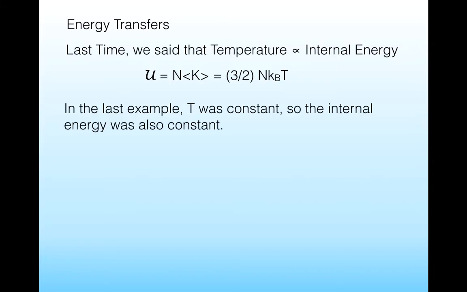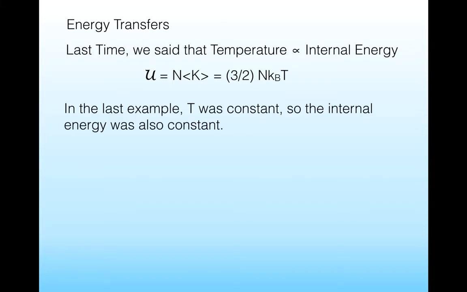Now let's talk a little bit about how energy can be transferred in thermal systems. Last time we said that temperature is proportional to internal energy. We can be explicit about this. We know that the internal energy is equal to the number of particles times the average kinetic energy. And the average kinetic energy was just 3/2 k_B T, which means that the total internal energy is just 3/2 times the number of particles times the Boltzmann constant times the temperature. So we can actually know the internal energy at any state as long as we know the temperature and number of particles of that system.